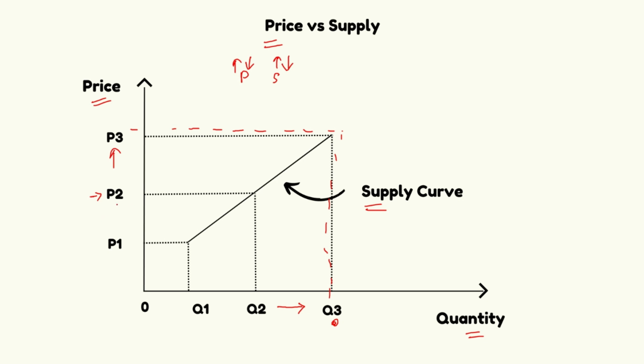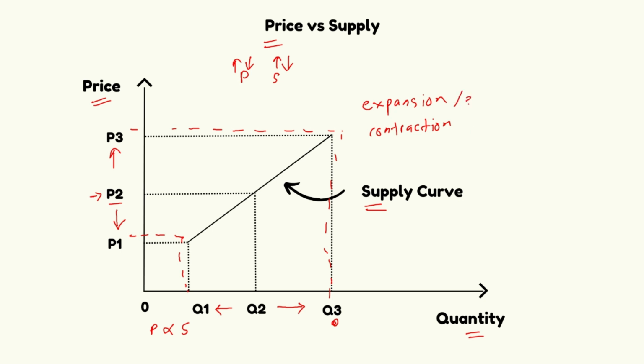Now let's see what will happen if the price drops to P1. So the supply will be Q1. What has happened? The supply also decreased to Q1 because the price and the supply are positively correlated. These changes are called the expansion and also the contraction.